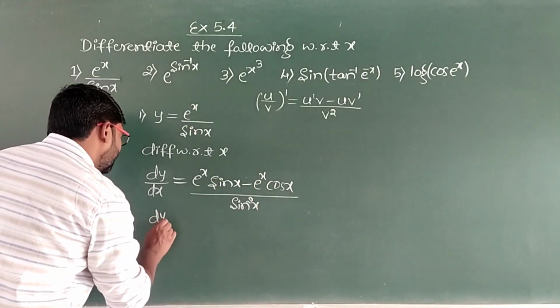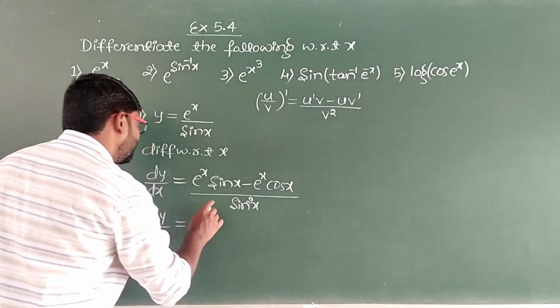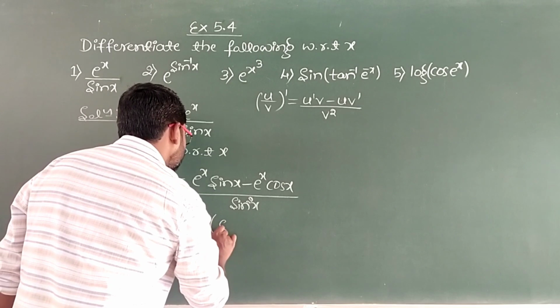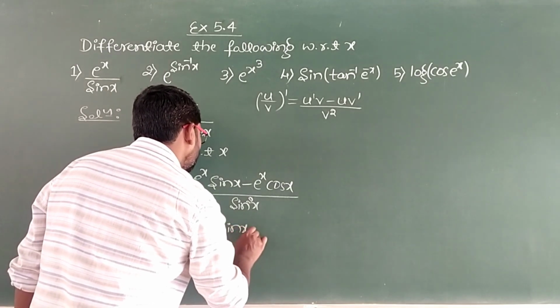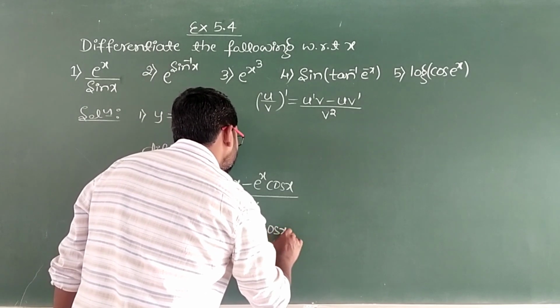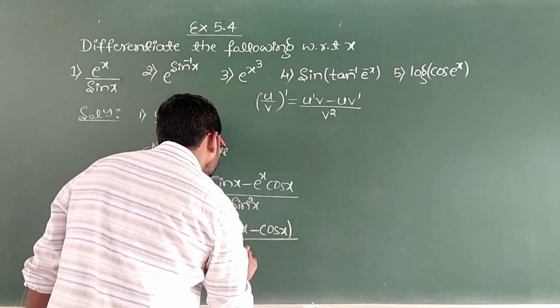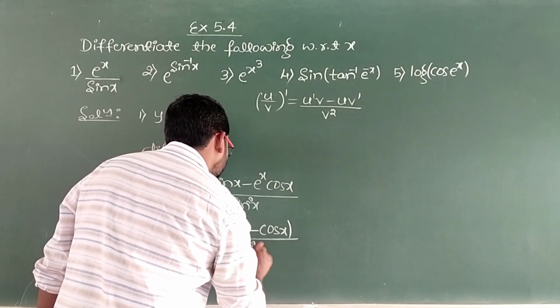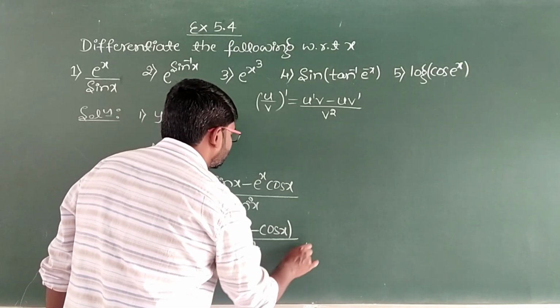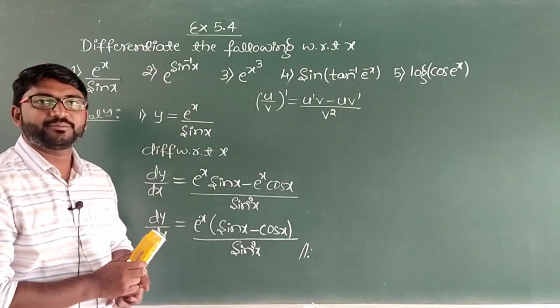So dy by dx equals e power x common in the numerator. What do we have now? sin x minus cos x, divided by sin square x. So this is the required answer for question number 1. Note down this, then we will take up question number 2.